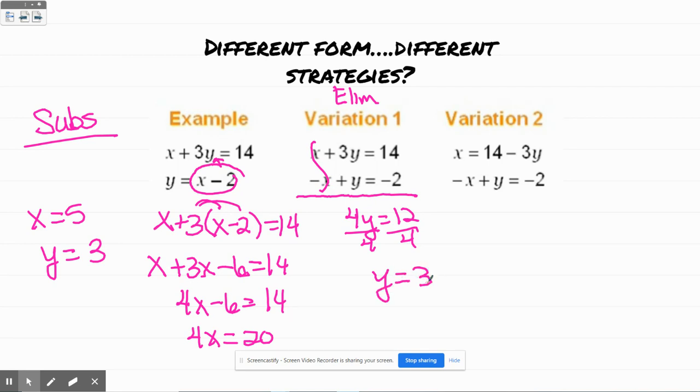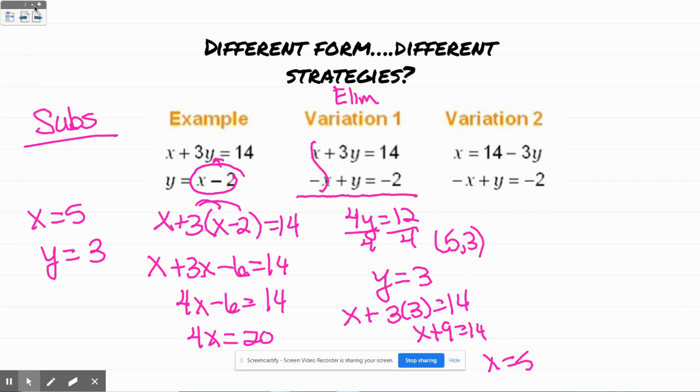Plug it into one of the equations to find x. I'll use the top one. X plus 3 times 3 equals 14. That's x plus 9 equals 14. And x equals 5. So once again, you get the answer, x equals 5, y equals 3.